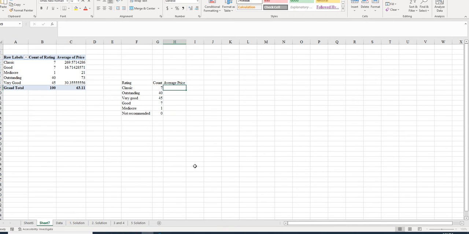Okay, what is the average price for classic? This is equal to 269, for outstanding it is equal to 73, and for very good it is 30.355. Then for good it is 16, and for mediocre it is equal to 21. For not recommended we don't have any detail. Okay, so this is the table that we need.